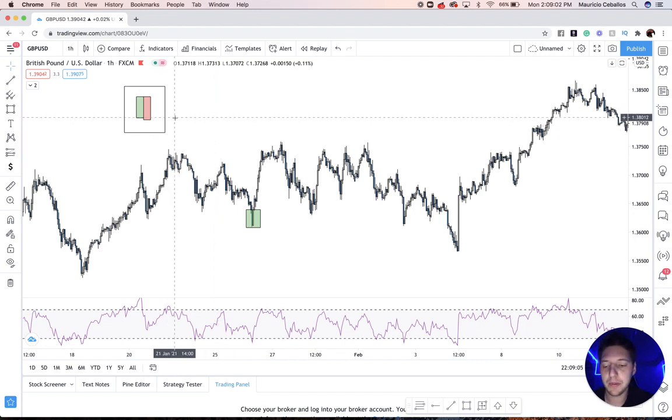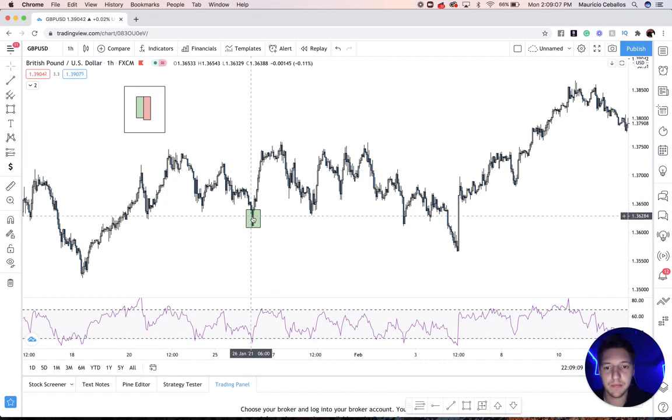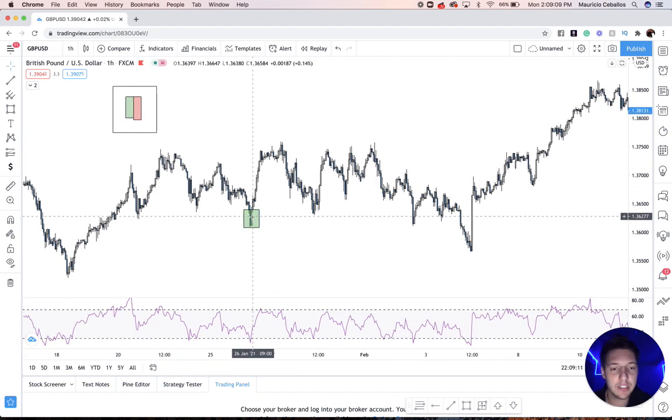Now, the opposite of this is going to be exactly this right here. So this is going to be a tweezer bottom. Now, these tweezer bottoms and tweezer tops will help you identify potential structure, which is very, very important, to understand what structure really is.